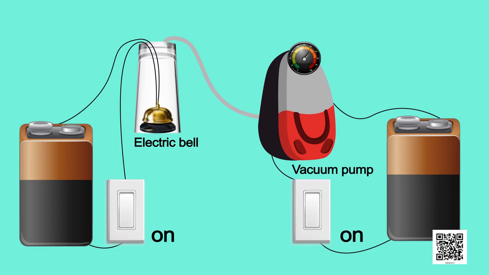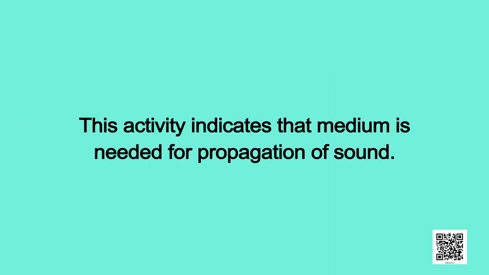When the air in the jar is pumped out gradually, the sound becomes fainter, although the same current is passing through the bell. After some time, when less air is left inside the bell jar, you will hear a very feeble sound. Children, why did this happen? The vacuum pump extracted the air out of the glass jar and created a vacuum. Because of the absence of air particles, we are not able to hear the sound of the bell. This activity indicates that a medium is needed for propagation of sound.